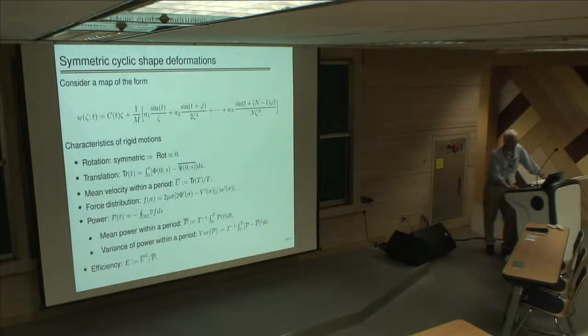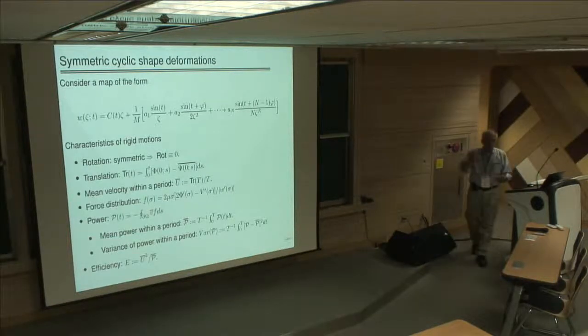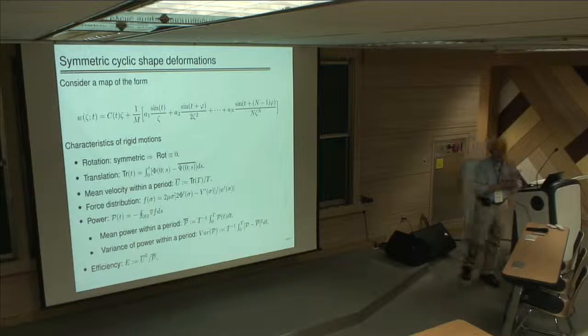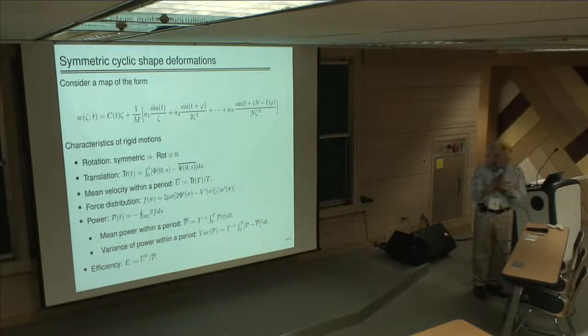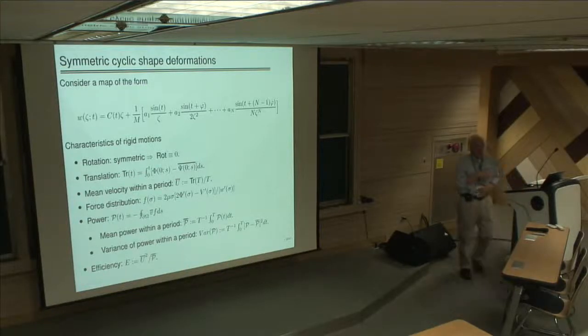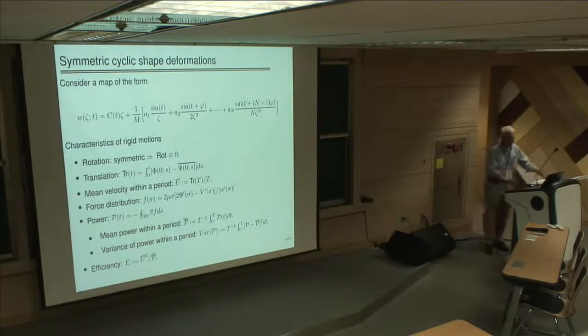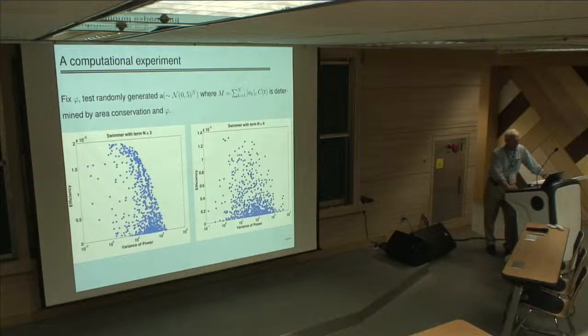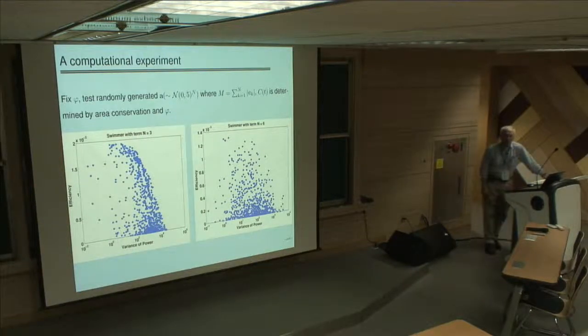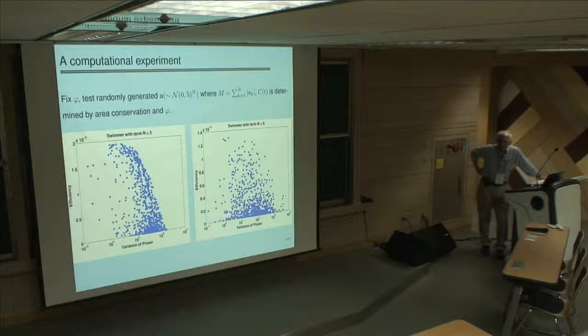If you go back, I didn't stress this. The variance of the power is some measure of how much your power is changing during the swimming stroke. All right? And you see that, for example, if you put in a force that varies very dramatically, you will get a big variance. And these results show that if you have a big variance, you have a very low efficiency. So the first conclusion is that efficient swimming should involve a relatively gradual sequence of shape changes.